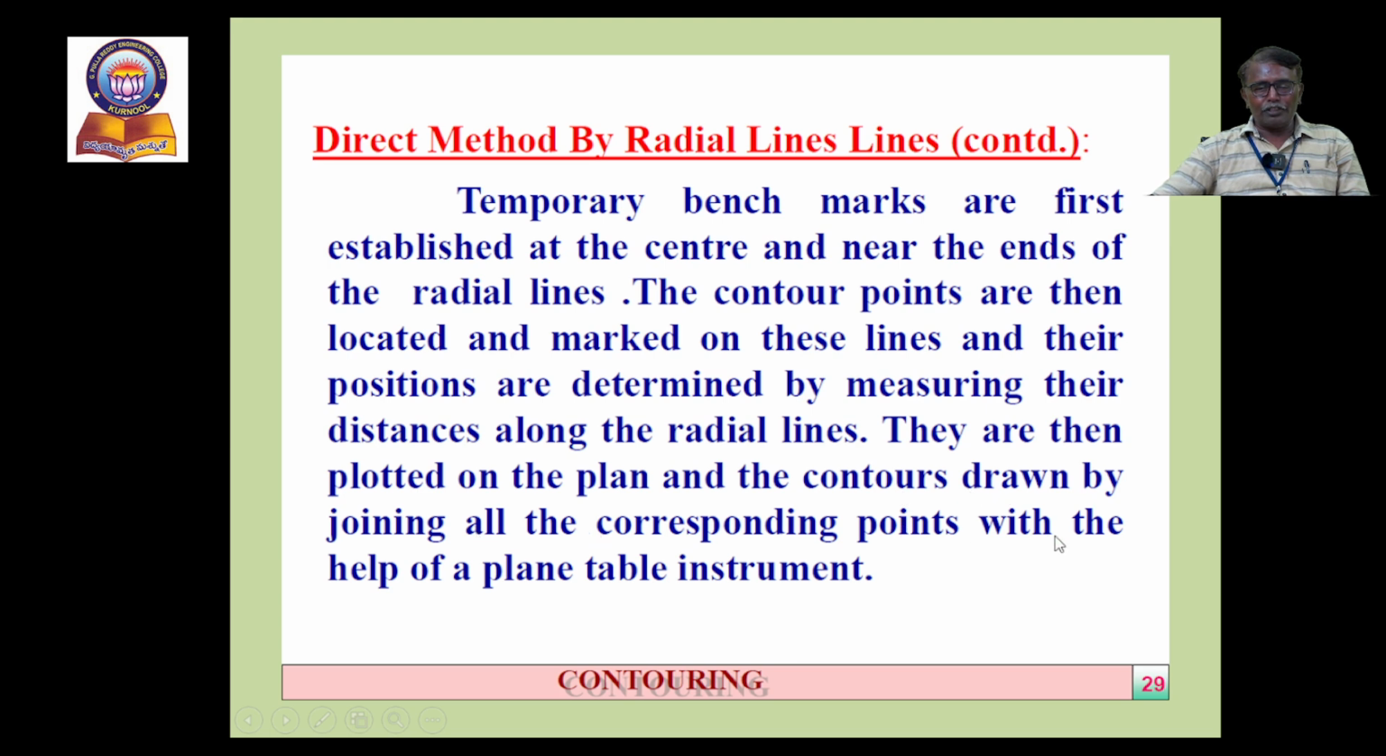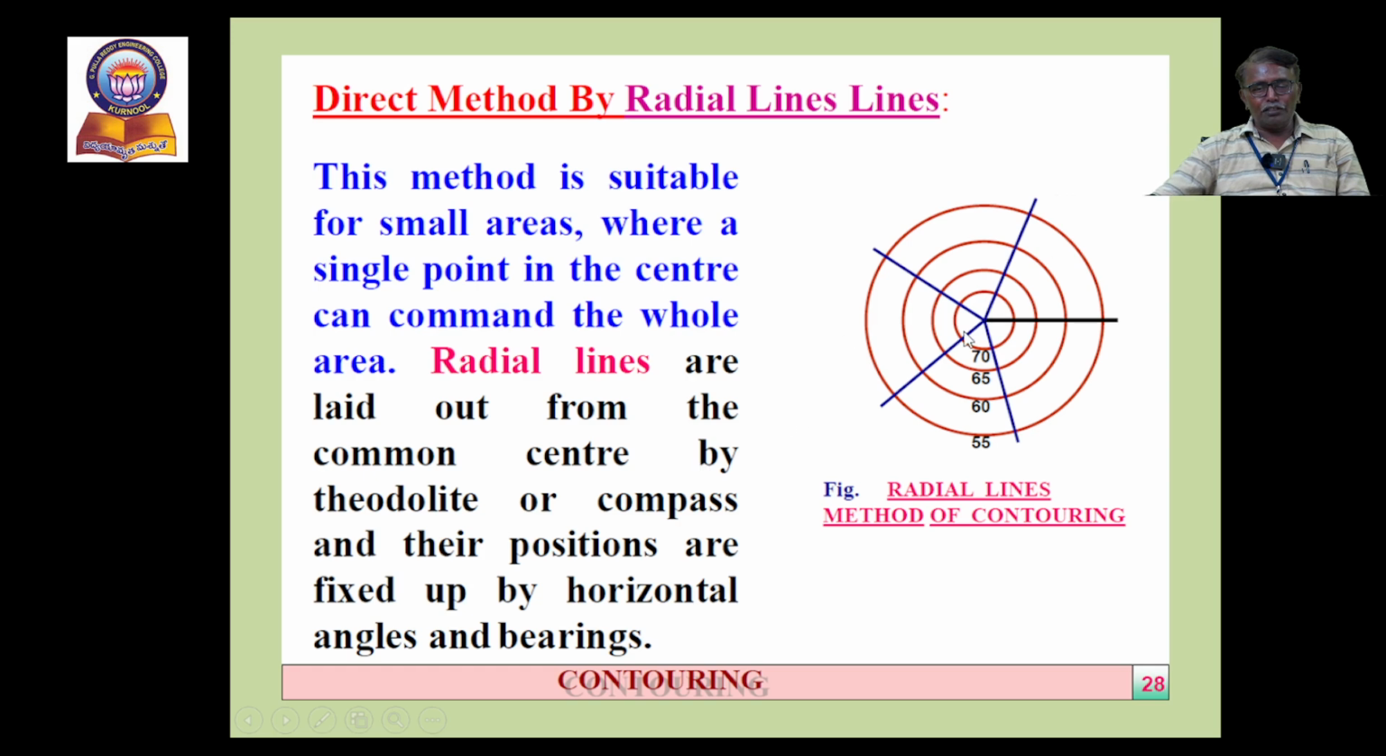They are then plotted on the plan and the contours drawn by joining all the corresponding points with the help of the plane table instrument. So generally a telescopic plane table is used. Simultaneously the point locations as well as the elevations can be measured. So points can be located on the drawing sheet directly. A telescopic alidade is used in plane table surveying, and directly you can obtain the contour map of the area.